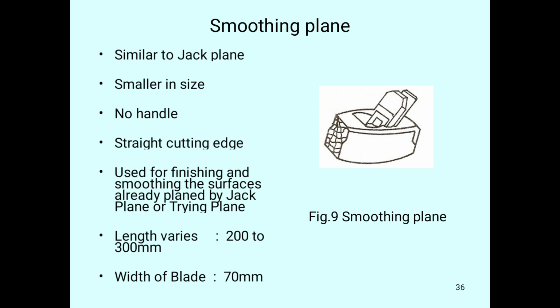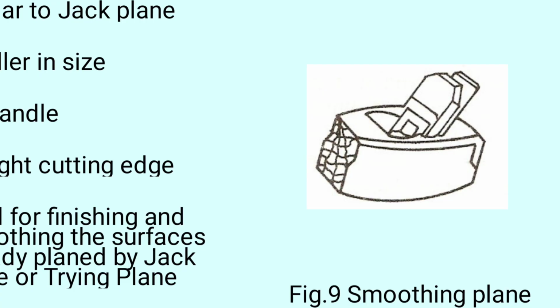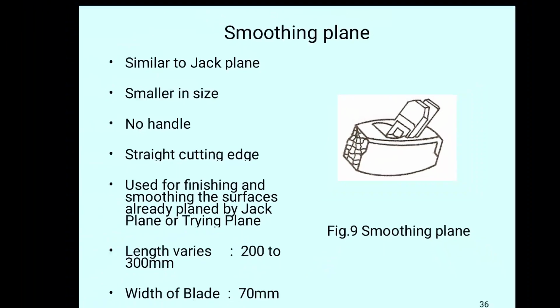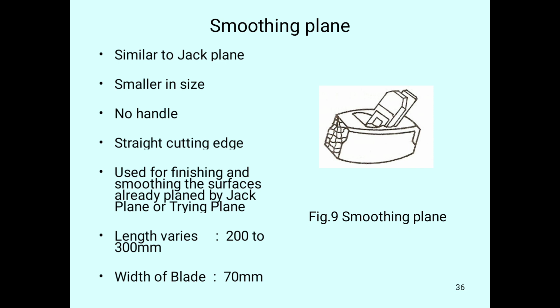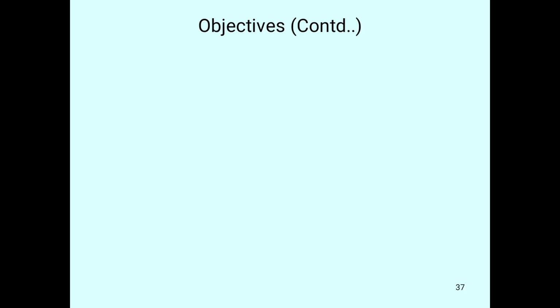Here we can observe the diagram. There are no handles or knob, but the operation is similar to the jack plane. It is better than the jack plane whenever we require smoothing and finishing operations. So for that, we prefer the smoothing planes. So these are the objectives.